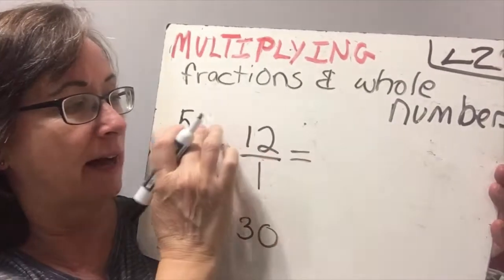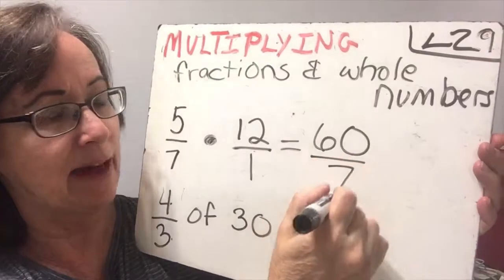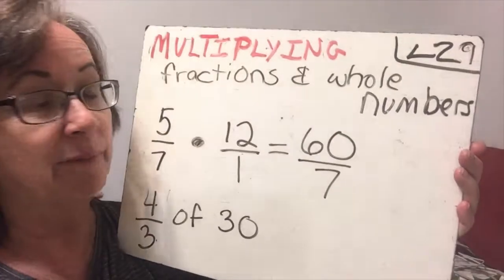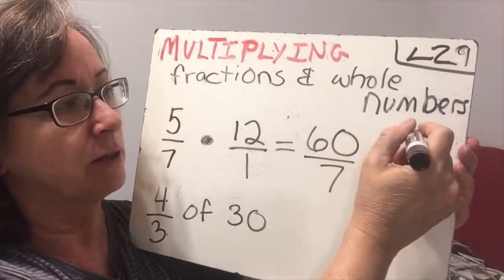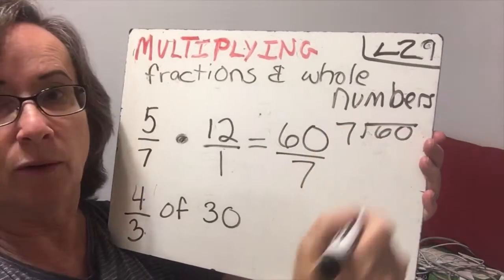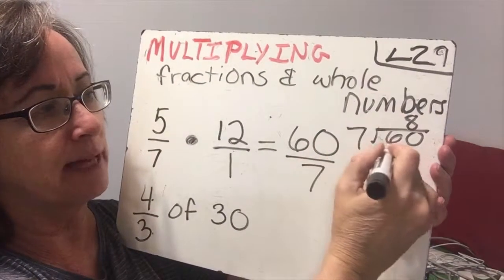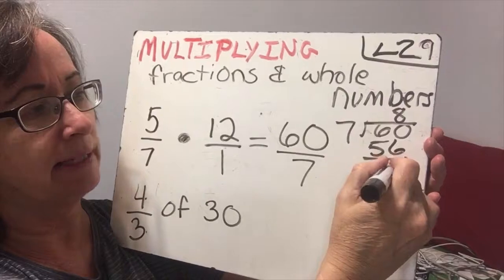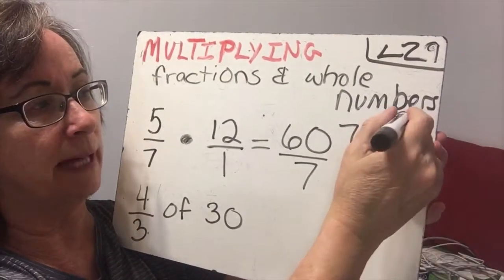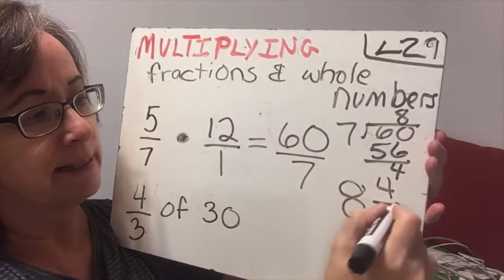So this time, 5 times 12 is 60. And 7 times 1 is 7. And I have an improper fraction. So I'm going to have to do long division. So 60 divided by 7 is going to go in 7 times 8 is 56. So we'll put an 8 here. 8 times 7 is 56. I subtract and get a 4. And there's nothing else to bring down, so it's going to be 8 4/7. So my answer is 8 4/7.